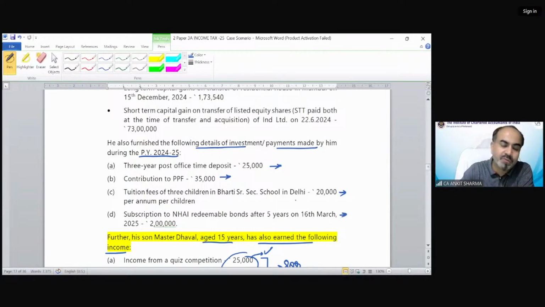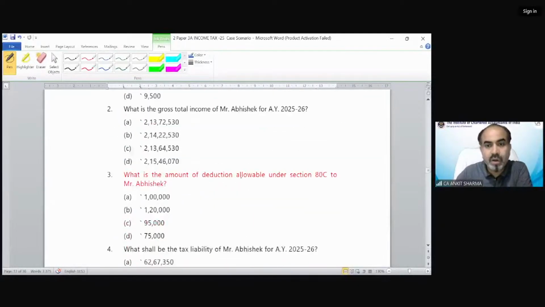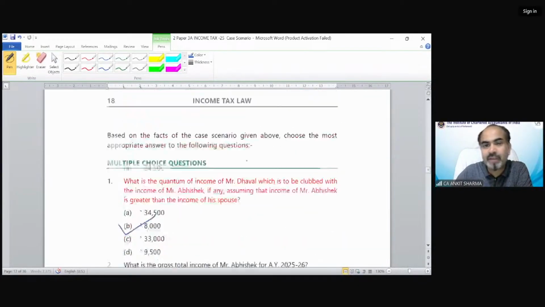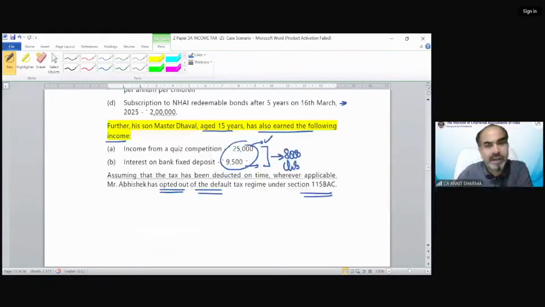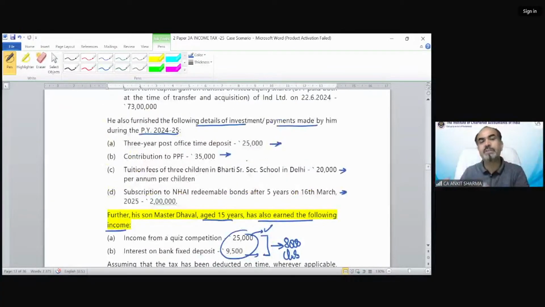So out of these 4 investments, how much deduction he can claim under section 80C only, they are asking. So please do not give the answer of 80TTA or 80TTB. We just need to know out of these 4, which deduction would fall under section 80C. A, B, C and D out of these 4.